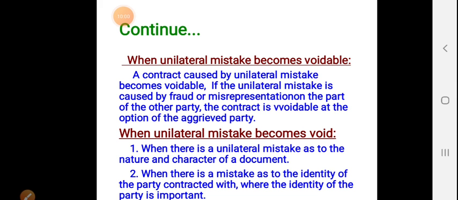One is when the unilateral mistake becomes voidable, when there is fraud and misrepresentation. And when the unilateral mistake becomes void: when there is a mistake as to the nature and character of the document, that is, a mix-up of documents at the time of signing, where a person signs another document instead of the particular one. Then, when there is a mistake of the identity of the party, sometimes it is very difficult to identify the person. In that case also the unilateral mistake becomes void.